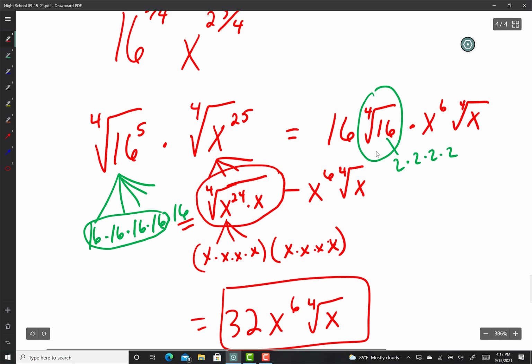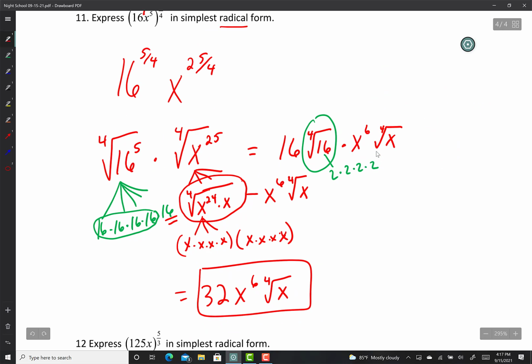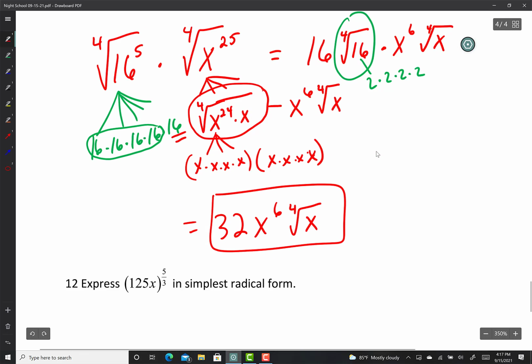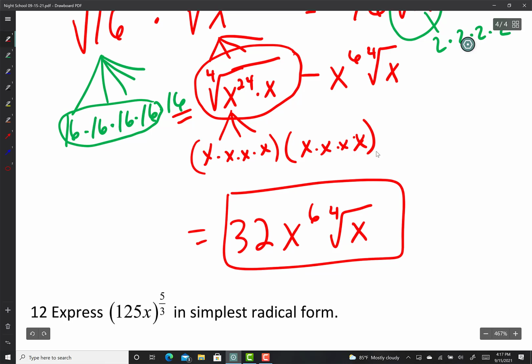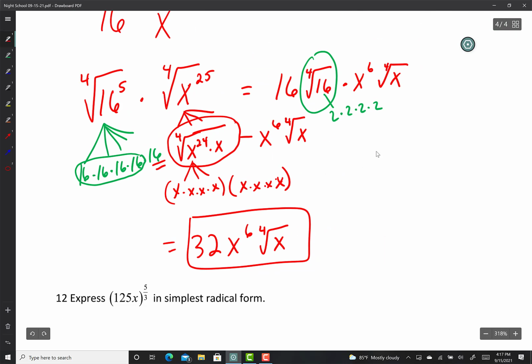That's the way they wanted it. Let me zoom out. They said simplest radical form, so they want to see a radical and the smallest possible number in there. It turned to 32 because of this guy right here. 16 times 2 was 32. Does that make sense or not?